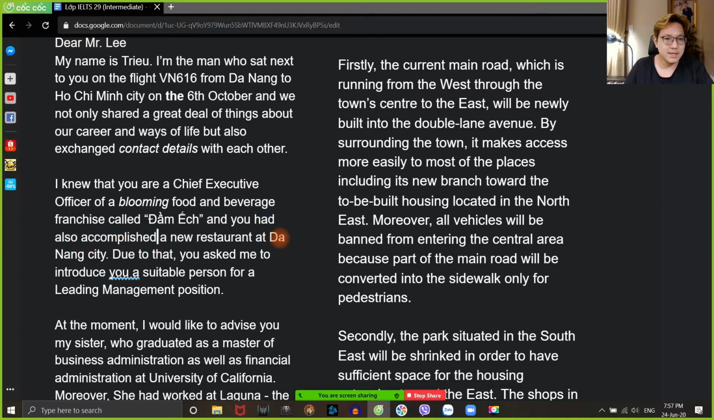A new restaurant at Da Nang City. I think it's called Da Nang, not Da Nang City, right? Yeah. Nó được gọi là Da Nang City đó. It's called Da Nang, yeah. A new restaurant at Da Nang hay in Da Nang? In. I think in sounds better.